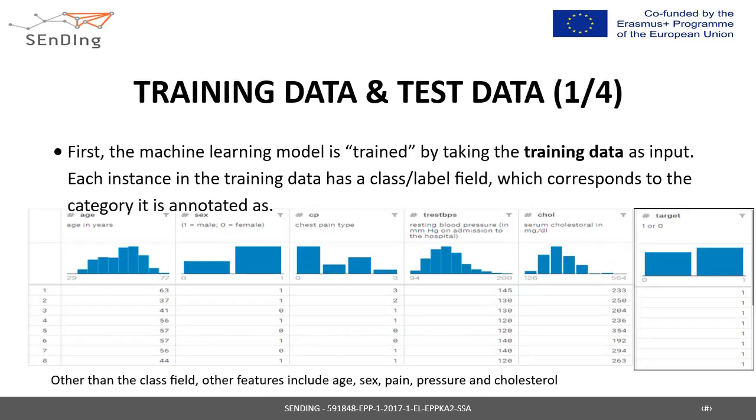First, the machine learning model is trained by taking the training data as input. Each instance in the training data has a class/label field, which corresponds to the category it is annotated as. Other than the class field, other features include age, sex, pain, pressure, and cholesterol.